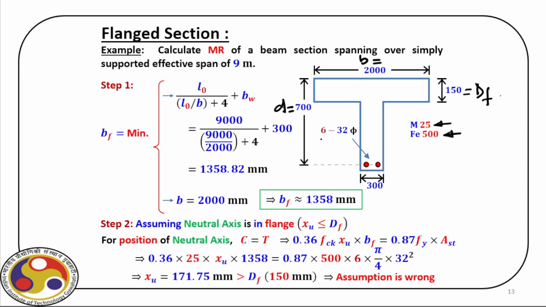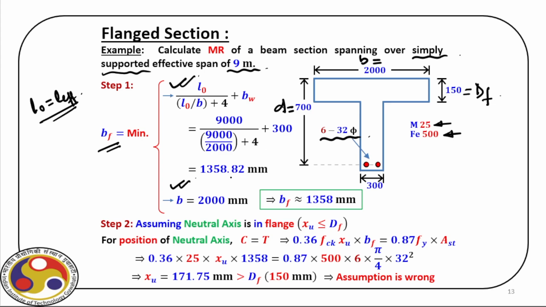And in the tension zone, we have 6 bars of 32.5. Now, the first thing: it is a simply supported beam with L effective as 9 meter. So for a simply supported beam, L0 is equal to L effective. Then we can find the minimum of these two, and effectively what we get, the effective width of this flange section is 1358 millimeter.